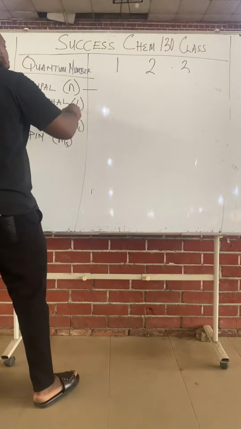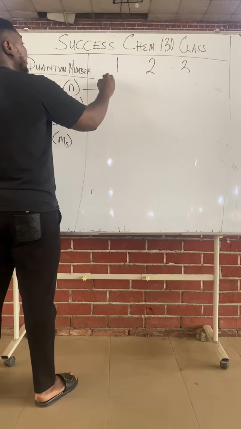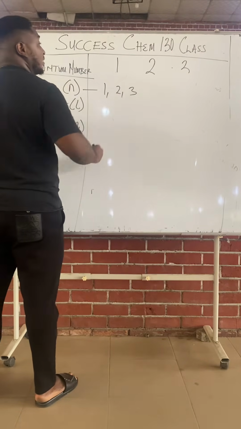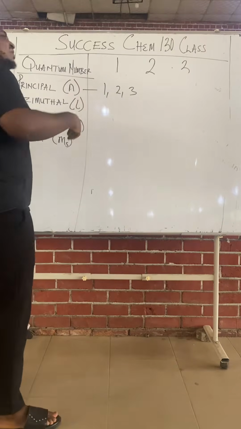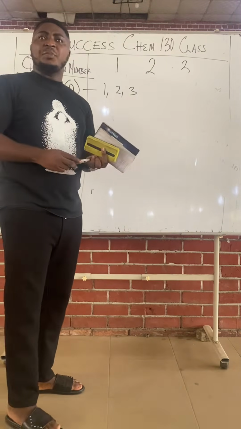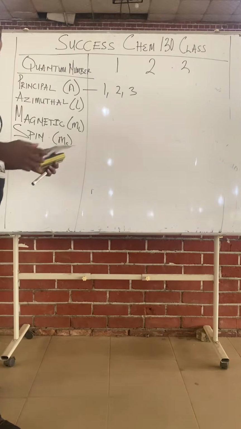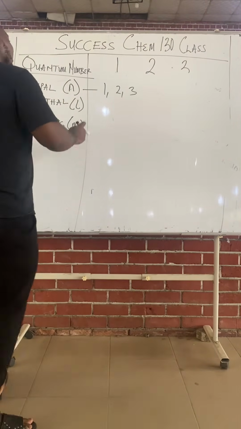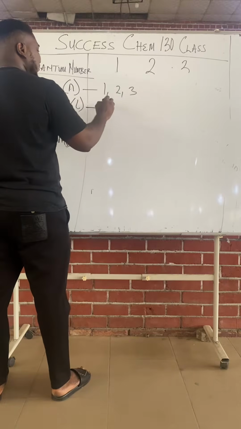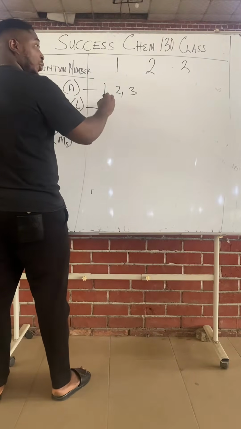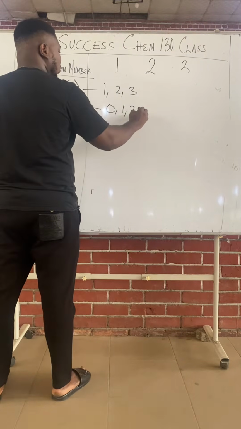Now the azimuthal quantum number, as I said, the principal quantum number starts from 1, 2, 3. So class, you can't have a principal quantum number of 0, because your principal quantum number must start from 1, 2, 3, and keep going up. But for the azimuthal quantum number, you can have 0, class. The azimuthal quantum number starts from 0, 1, 2, 3.